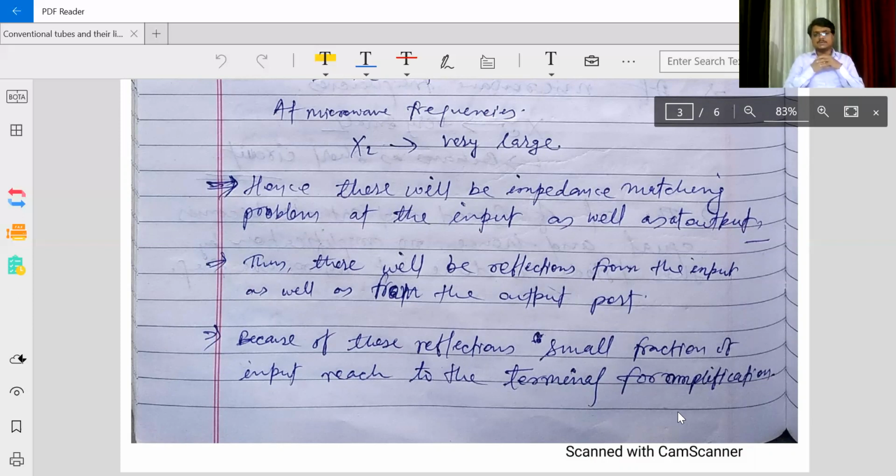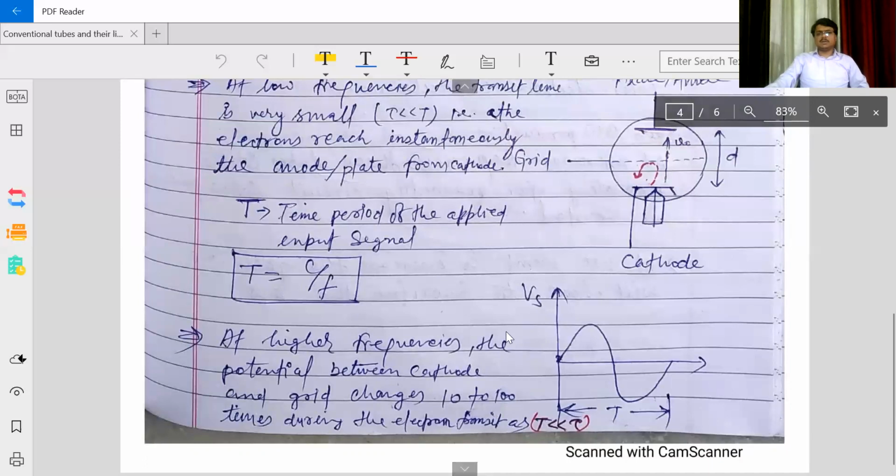So what happens because of this? If impedance mismatching is there, there will be reflections from the input as well as from the output, and because of these reflections, a small fraction of the input reaches the terminal. So a very small amount of the signal reaches the terminal for amplification, so amplification becomes very small.